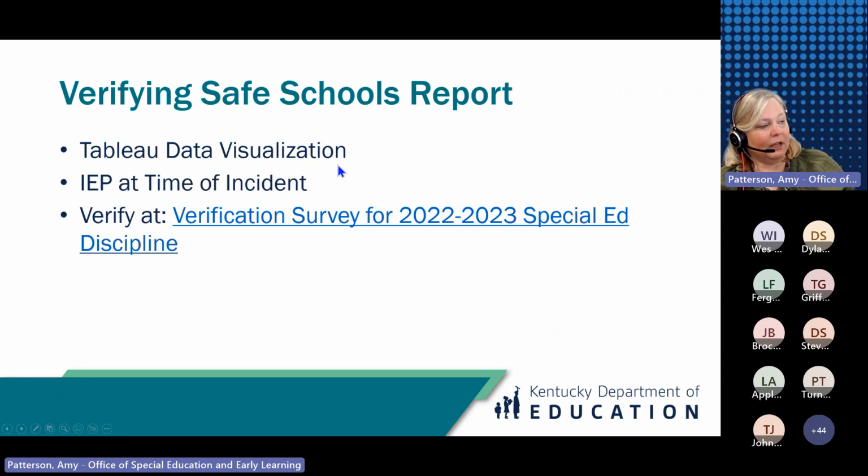And again, you're looking at the IEP at the time of the incident. So if the incident occurred on May 11th at 2:27, did they have an IEP at that time? If they had an IEP on December 1, but it ended in January, they're not going to be considered a kid with an IEP for this particular incident.